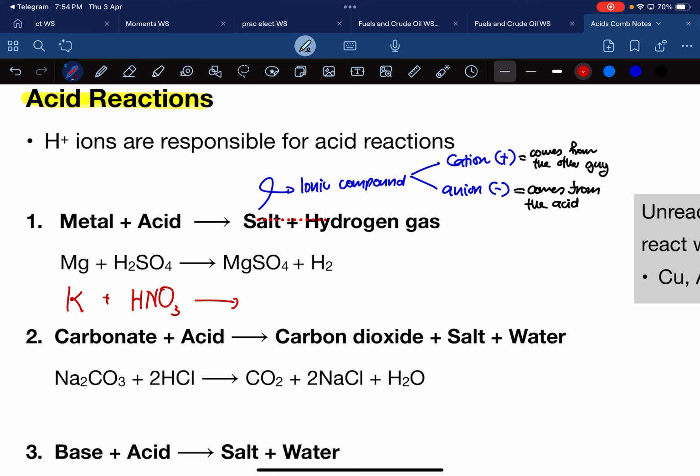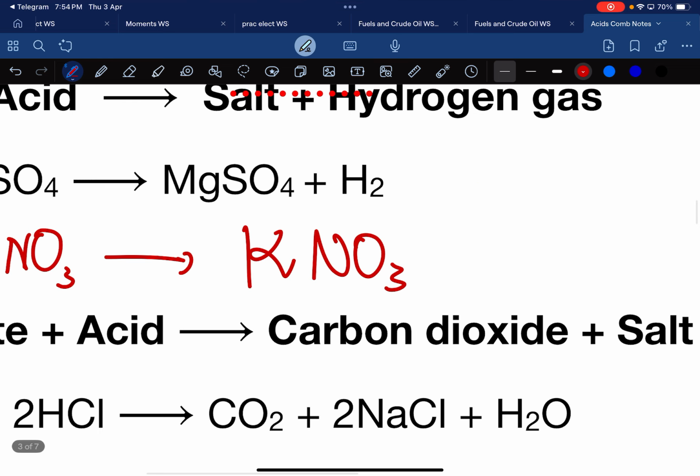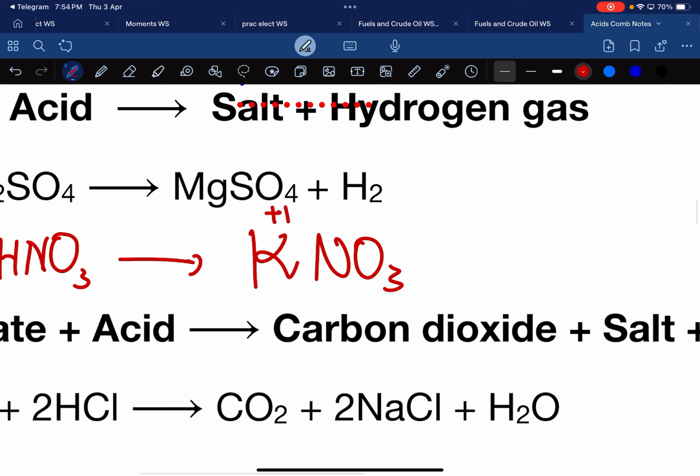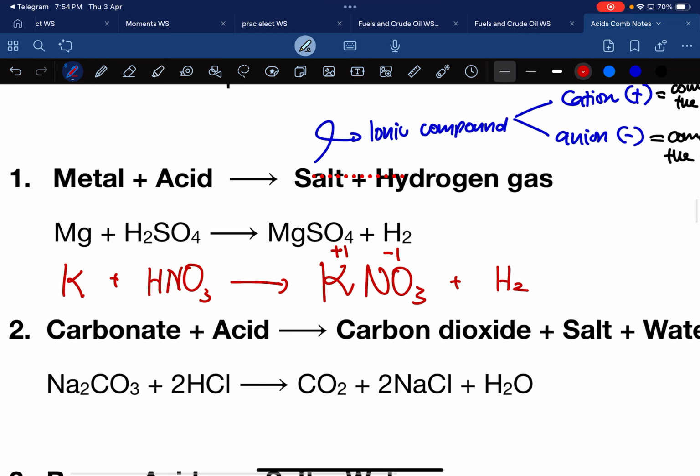Okay, so your salt is potassium nitrate. The charge on potassium is +1. Do you write this plus? No, I'm just showing how I derive your formula. And the charge of nitrate is -1, and then you get H2 after this. Okay, so when we balance, put a 2 here, and here, and here.